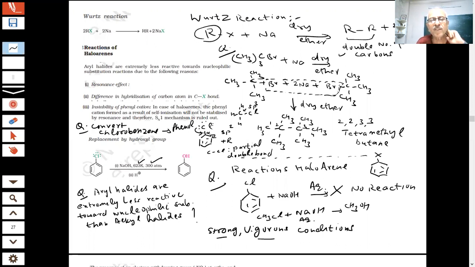Conversion of chlorobenzene into phenol is an important question for the paper, students. This is called Dow's process. You may note down this conversion also. Okay, note it down. Then I will proceed further.